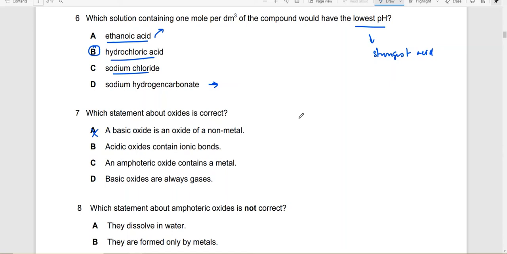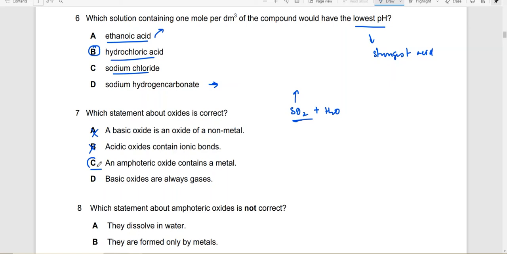for example, SO2 reacting with water, right? So he's asking you, acidic oxides contain ionic bonds. Non-metal oxides are acidic oxides, so they are formed from two non-metals. So they cannot contain ionic bonds, they must contain covalent bonds. An amphoteric oxide contains a metal. That's true. Zinc, aluminium, lead, all are metals. C. Okay.